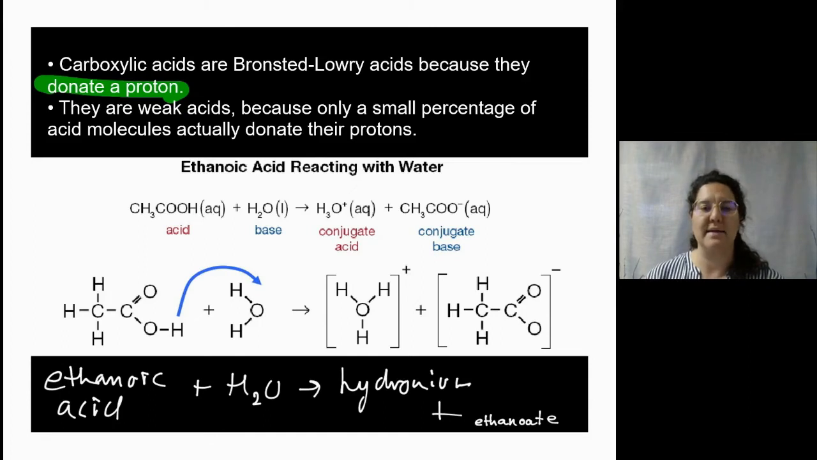So our carboxylic acids are Bronsted-Lowry acids because they donate a proton. However, they're going to be weak acids because they only dissociate a small amount in a solvent. So here's a reaction of ethanoic acid reacting with water. So we have this hydrogen ion being donated to this hydroxide.